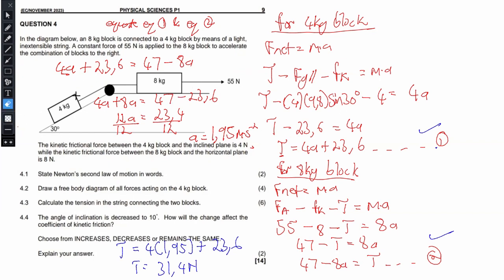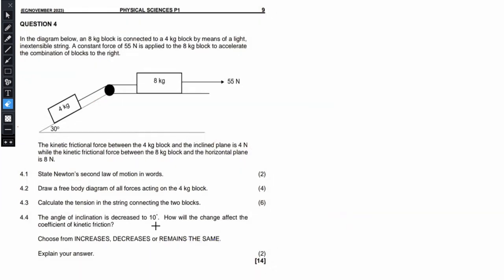Okay, now 4.4 is asking us a question. It says the angle of inclination is decreased to 10 degrees. How will the change affect the coefficient of kinetic friction? Now note this. You will remember me saying that the coefficient of kinetic friction cannot be affected by the angle, right? So whether you increase or decrease the angle, it has no effect on the coefficient of kinetic friction, because the only thing that can change the coefficient of kinetic friction is if you change the whole surface. So here we are just supposed to say it will remain the same.